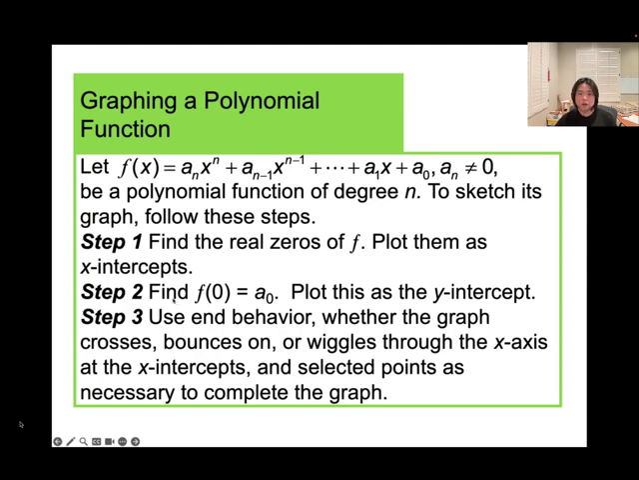And then we're going to find the y-intercept. We plug in x equal to 0 and figure out what is your a0. That will be your y-intercept. And then use end behavior, whether the graph crosses or wiggles through the x-axis at the x-intercept, and select points as necessary to complete the graph.